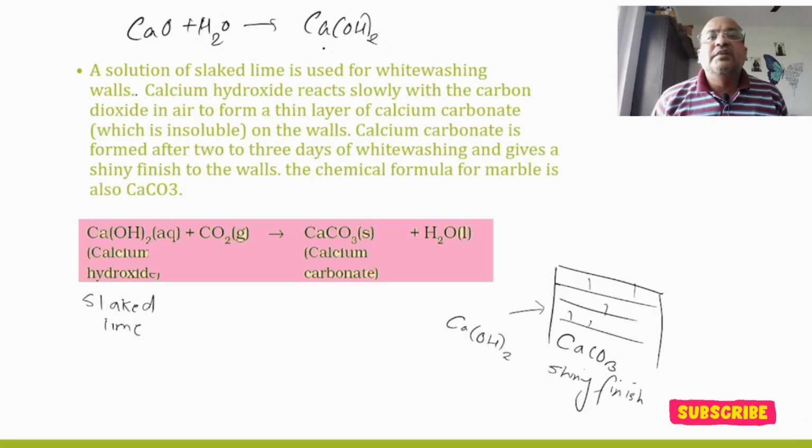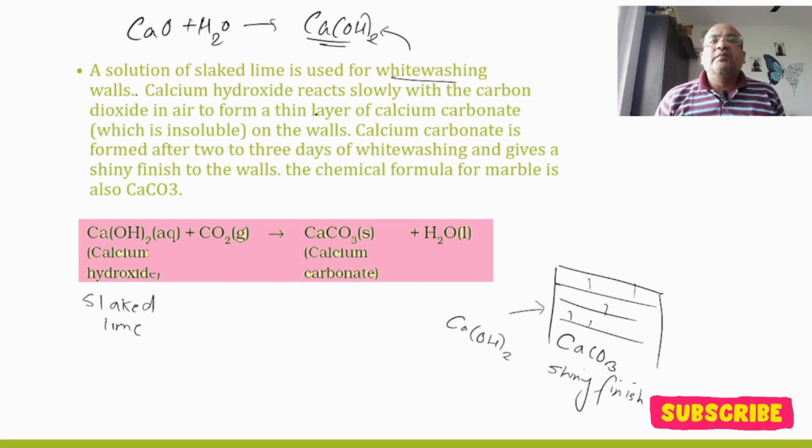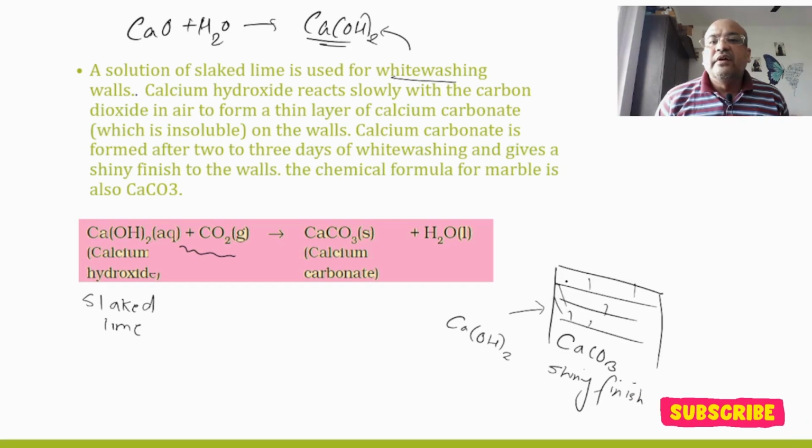Now this calcium hydroxide is used for whitewashing walls. What it does is slowly react with carbon dioxide present in air. You apply a layer of calcium hydroxide on the wall, then what will happen? It will slowly react with the carbon dioxide present in the atmosphere, and a thin layer of calcium carbonate, which is insoluble, is formed on the walls.